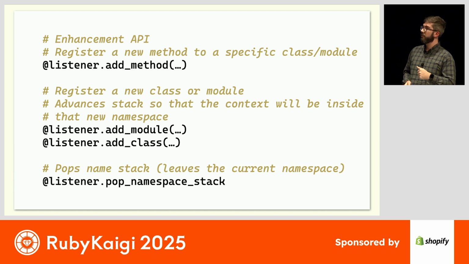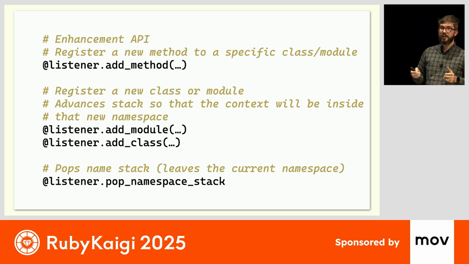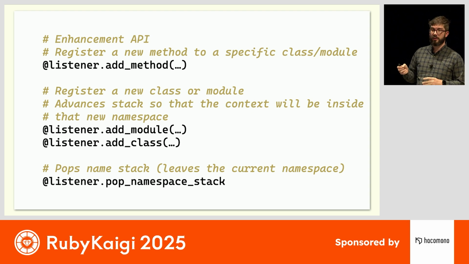So add method will simply tell the LSP that, hey, here's a method that you may have missed because it's defined dynamically. You can do the same for modules and classes, but then one nuance is that adding a new dynamically defined namespace will advance the context of indexing to be inside of that namespace so that if we find constants inside of it or new methods, they will be automatically attached to that dynamic namespace. And then the fourth and last piece of the API is being able to leave that dynamically defined namespace so that we can have the correct flow for indexing in the end.